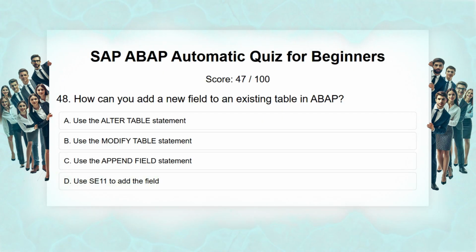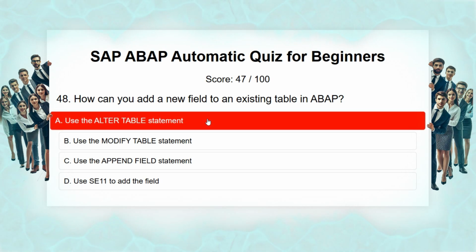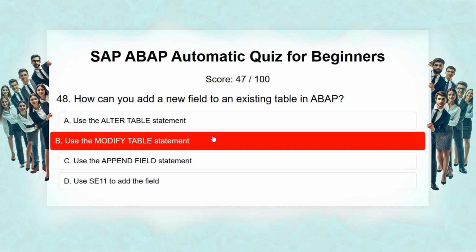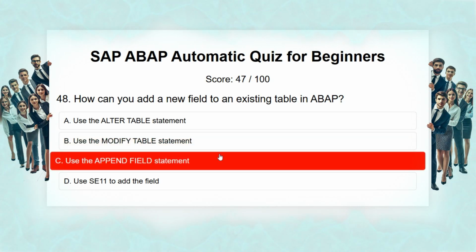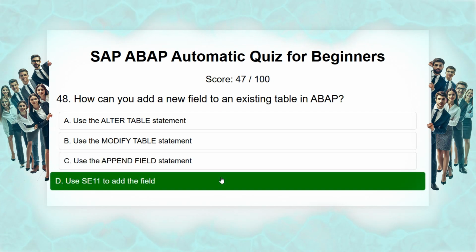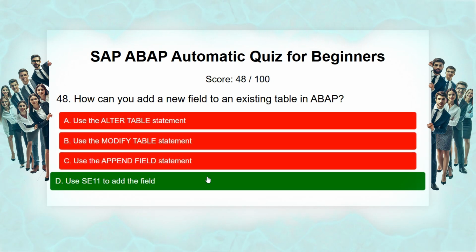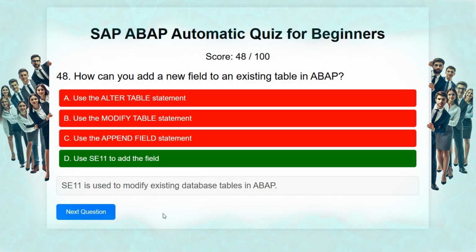48. How can you add a new field to an existing table in ABAP? A. Use the alter table statement. B. Use the modify table statement. C. Use the append field statement. D. Use SE11 to add the field. Correct answer. SE11 is used to modify existing database tables in ABAP.